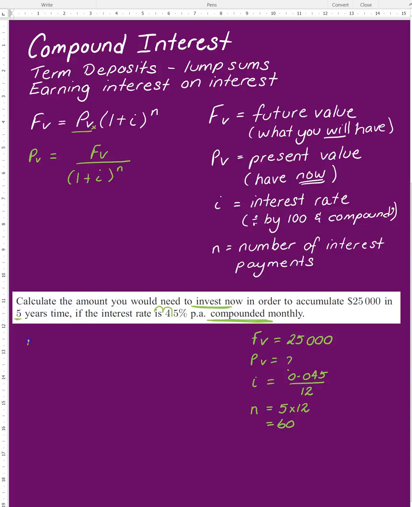So that's what I will write down here. Present value equals future value over 1 plus I to the n. And I suggest that you add this to your formulas, okay? And now we just substitute our information in.